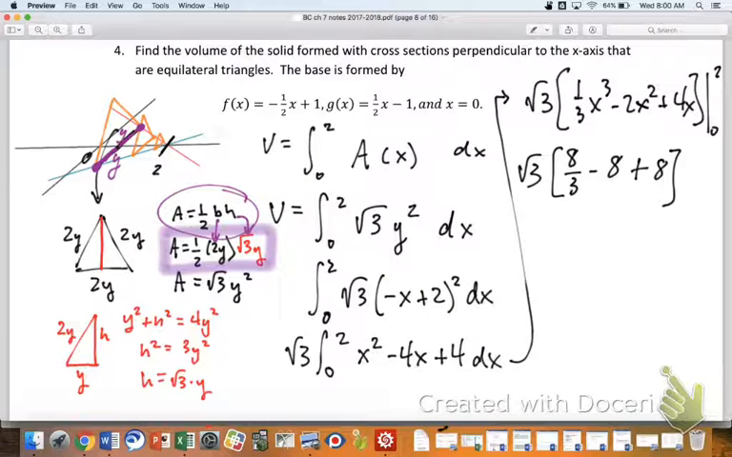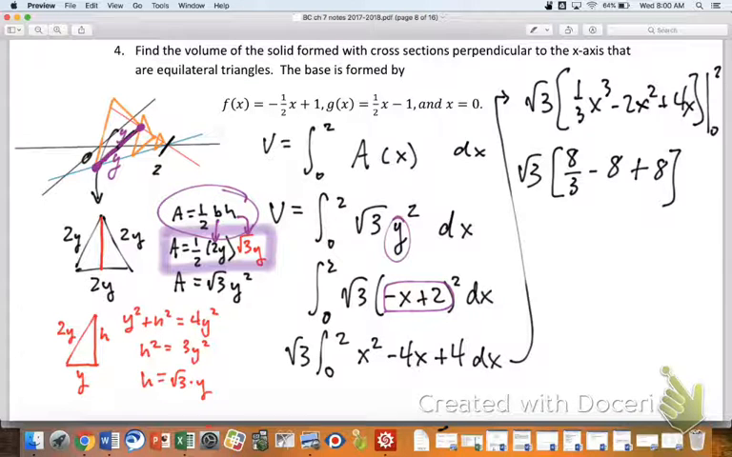Over 2. Yeah, no, I get it. I think I do. Yep, that's what it is. So check this out. It was on this step right here. I replaced the y with top minus bottom.